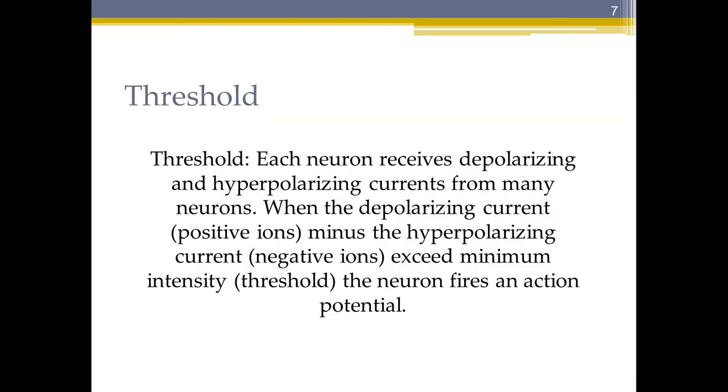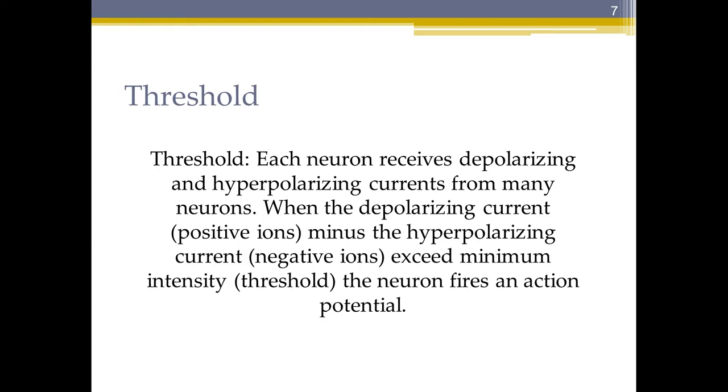Now, a neuron knows whether or not to send a signal based on whether or not the threshold has been reached. So here's a rather clinical definition for you. Each neuron receives depolarizing and hyperpolarizing currents from many neurons. When the depolarizing current, positive ions, minus the hyperpolarizing current, negative ions, exceed minimum intensity, or threshold, the neuron fires an action potential. That's a really long definition.